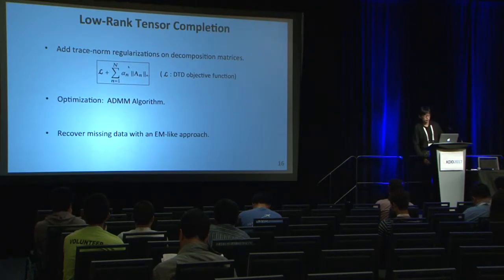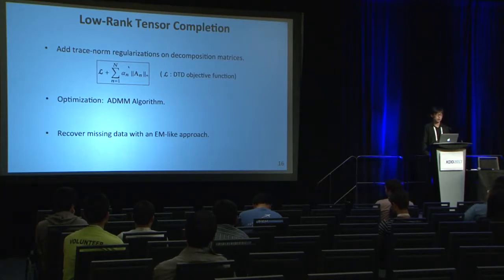After we have introduced the DTD model, we want to apply it to the low-rank tensor completion problem. We add trace norm regularizations on the decomposition matrices and optimize using the ADMM algorithm, because it is very useful to accommodate various constraints, and also it converges much faster. To recover the missing data, we use an EM-like approach, which means we fill in the missing entries at each time step in each iteration, and then use the newly acquired predicted values for the next iteration.